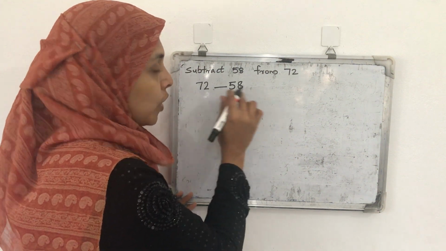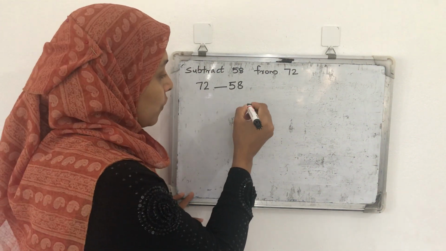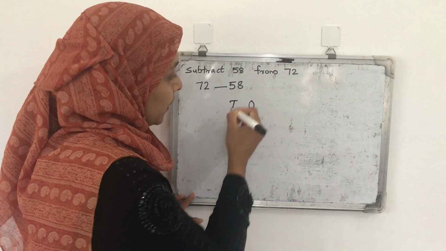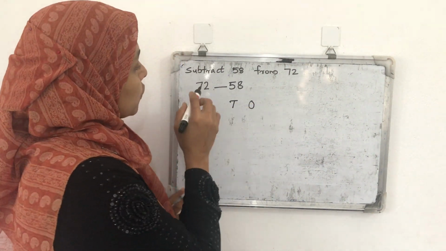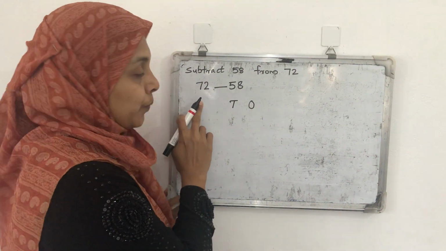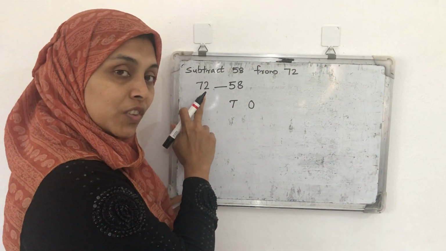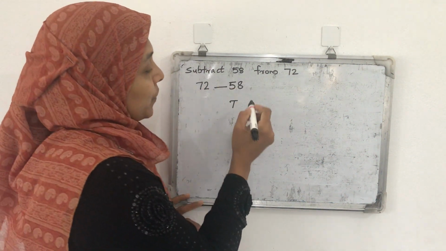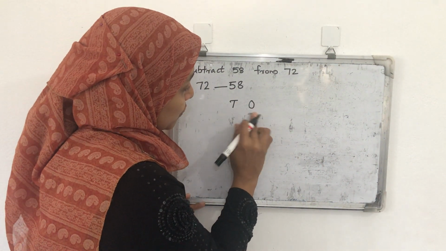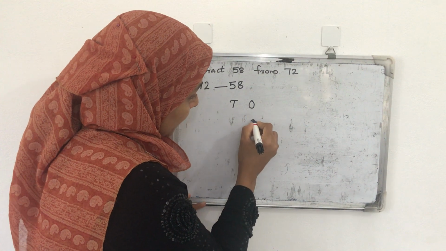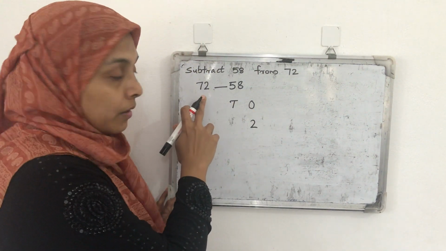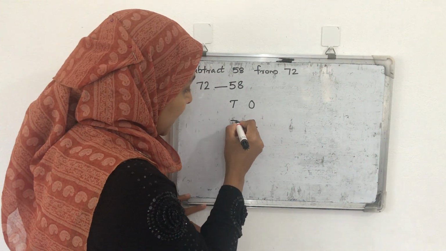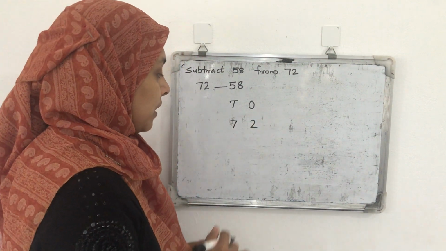Here there are only two digits, so we can mark ones and tens. First number, 72. From that 72, which is the ones place digit? The ones place digit is 2, so we write 2 here. Then the tens place digit is 7.